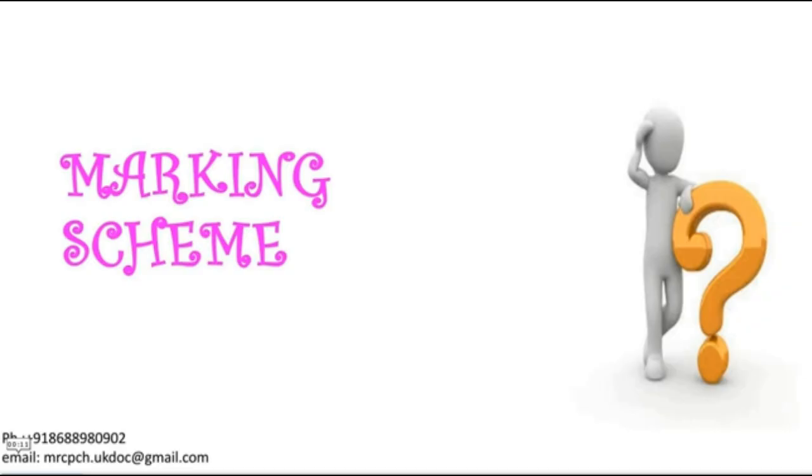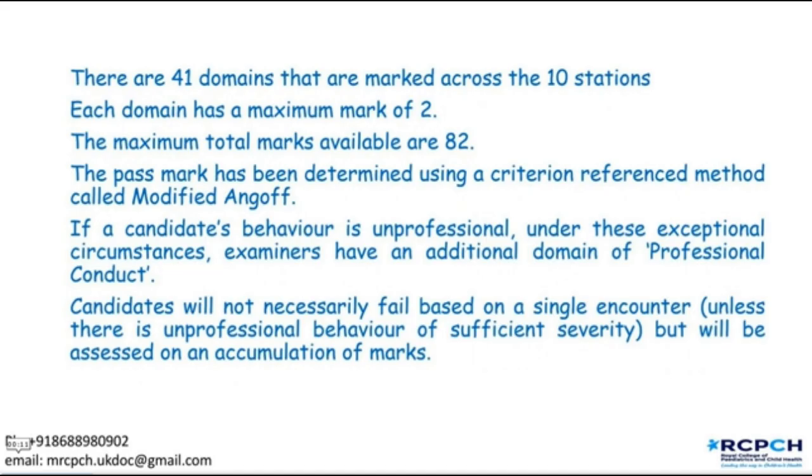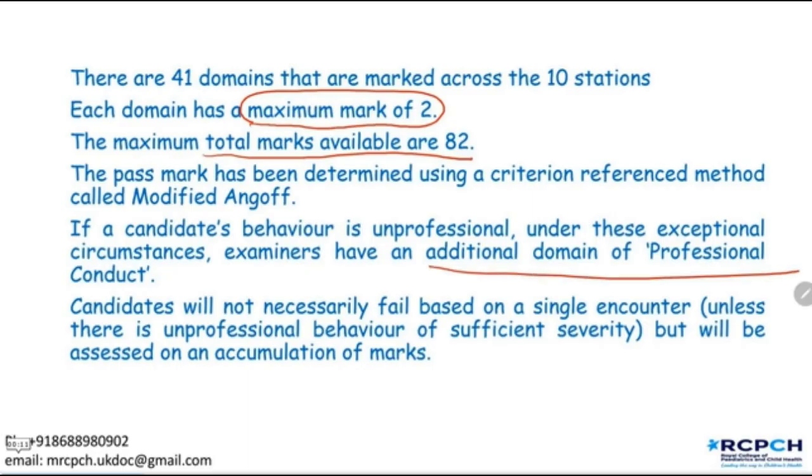So let's see the marking scheme for the clinical exam. There are 41 domains that are marked across the 10 stations. Each domain has a maximum of 2 marks, so the total marks available are 82. If the candidate is unprofessional under exceptional circumstances, examiners will have an additional domain of professional conduct in the marking sheet. Candidates will not necessarily fail based on a single encounter, but will be assessed on an accumulation of the marks.